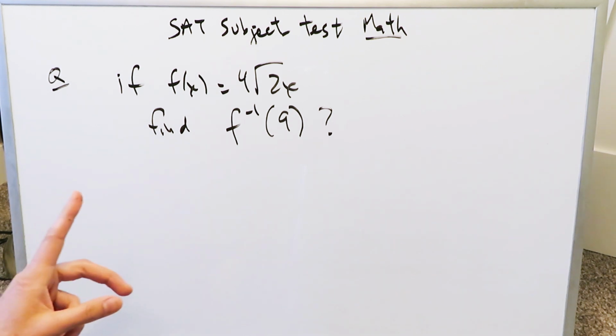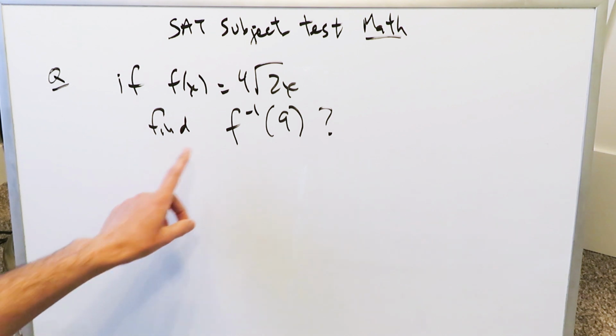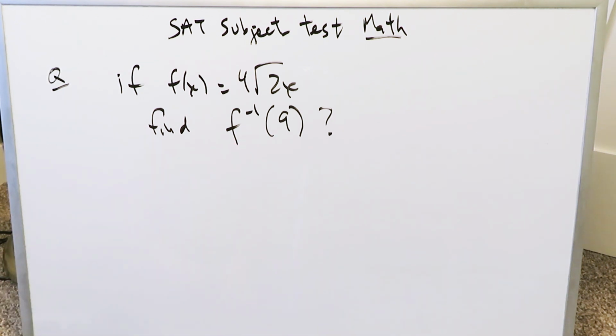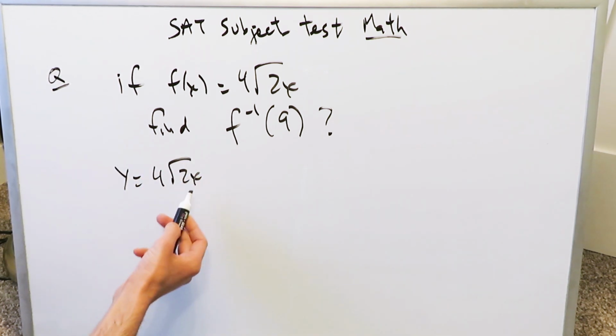Last question, an inverse function question. f of x is equal to 4 times the root of 2x. We have to find the inverse function with the value 9 as input. How do you go about doing that? You're looking here initially at y is equal to 4 times root 2x. Find the inverse of this.